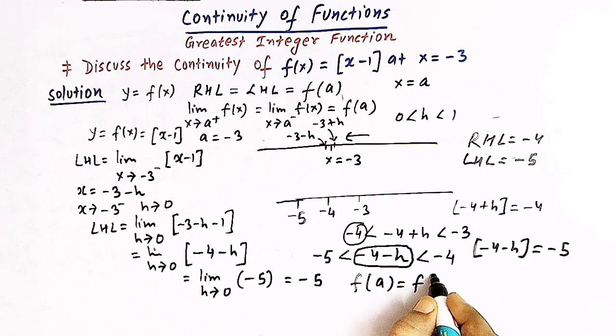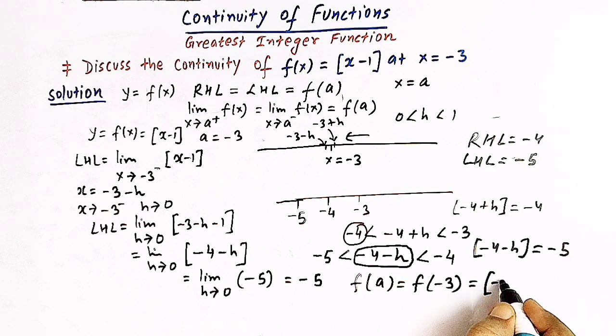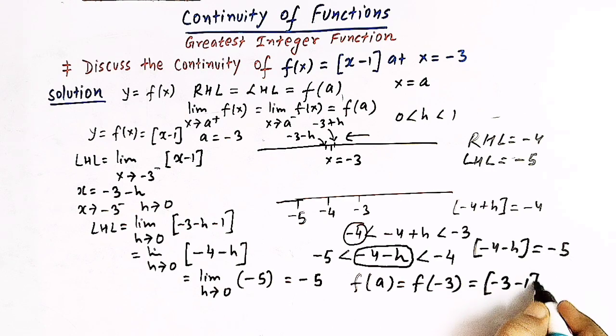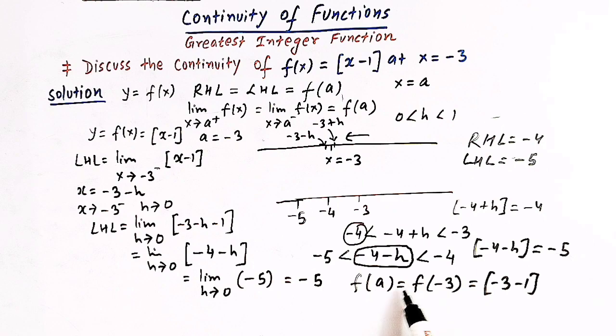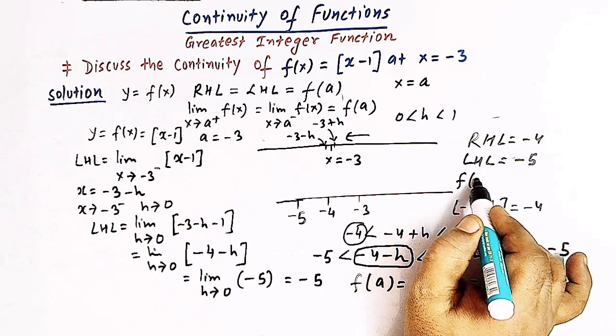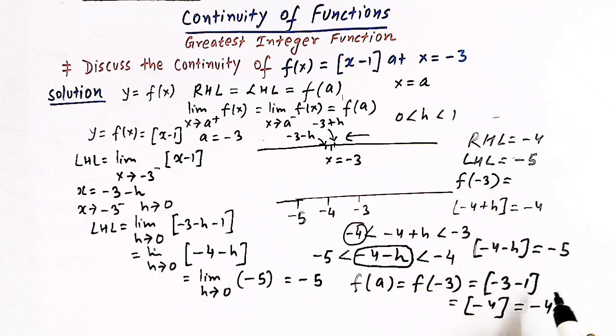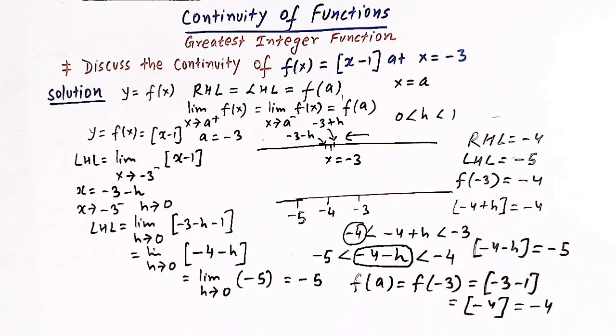Now the value of the function, that is f of a, that is f of minus 3, is equal to greatest integer of minus 3 minus 1, taking x is equal to minus 3. So we have greatest integer of minus 4. Minus 3 minus 1 is minus 4, and we know that the greatest integer of any integer is the integer itself. So this is equal to minus 4, right? So the value of the function, that is f of minus 3, is equal to minus 4.